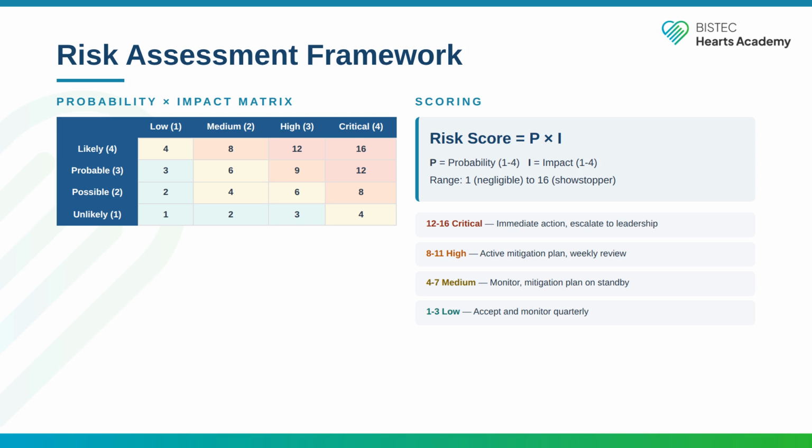The key insight is this. Most teams do not track risks until they have already happened. At that point, they are not risks, they are problems. The risk register is about staying ahead. Think about this. What is the highest scoring risk on your current project right now? Have you written it down anywhere?